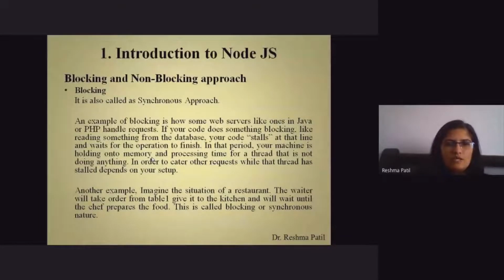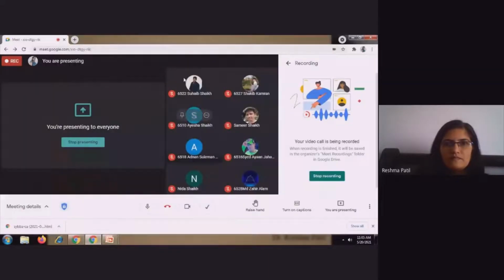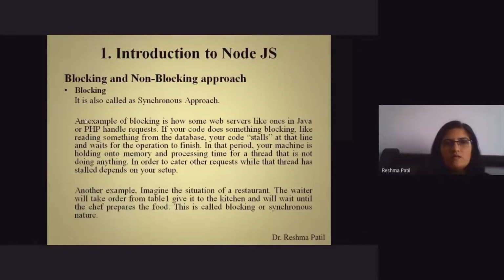Now we will see blocking. What is blocking? Blocking is also called a synchronous approach. Synchronous means we are stopping the execution at that time. An example of blocking is how some web servers like ones in Java or PHP handle requests. If your code does something blocking, like reading something from a database, your code stalls at that line.